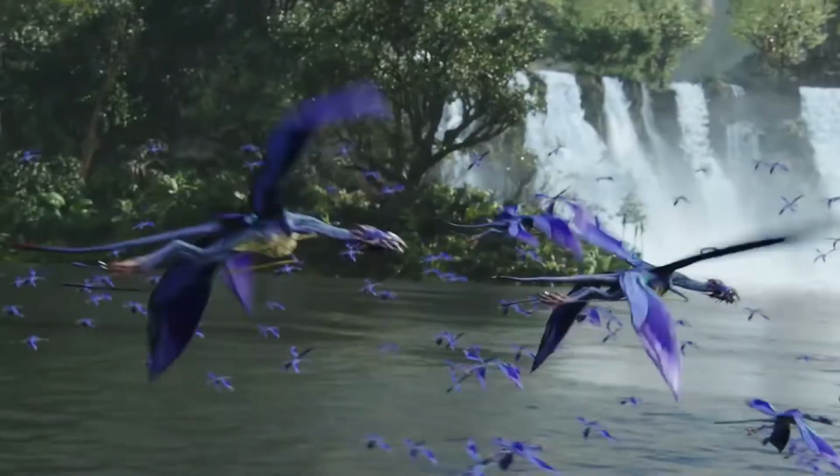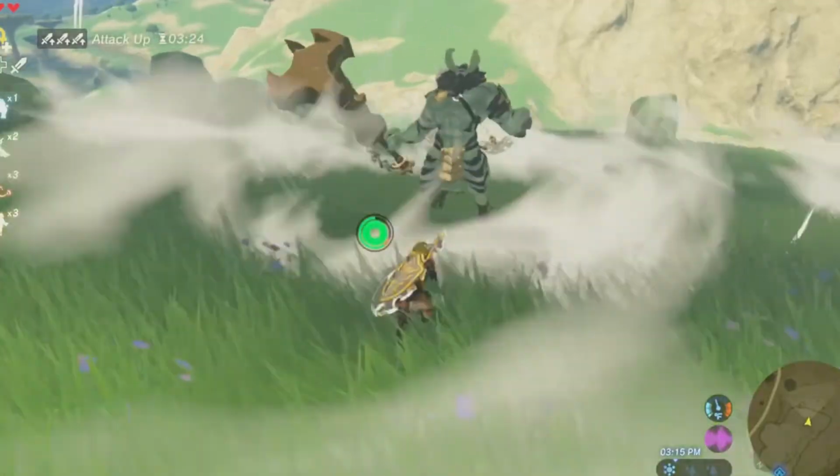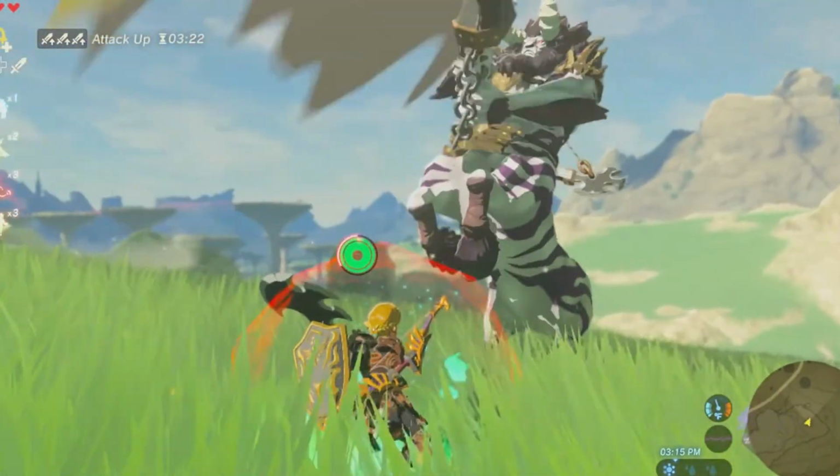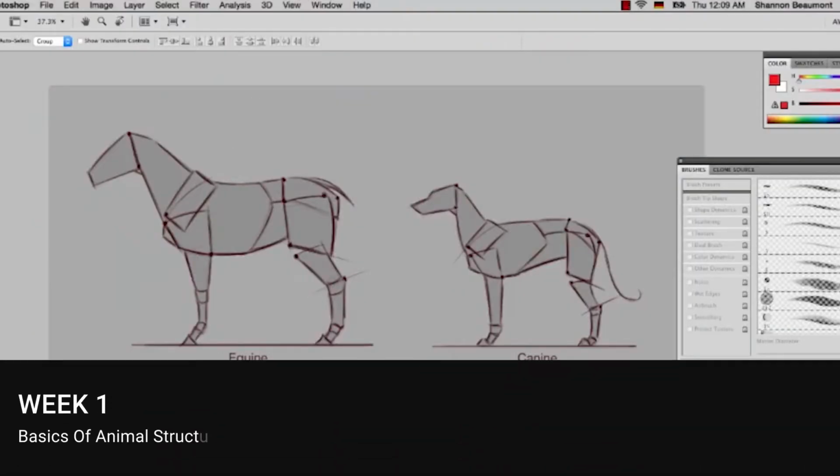Learning to draw animals is a vital step in creating populated landscapes as well as building a foundation that strengthens believability when developing creature designs. Here's what you will learn.